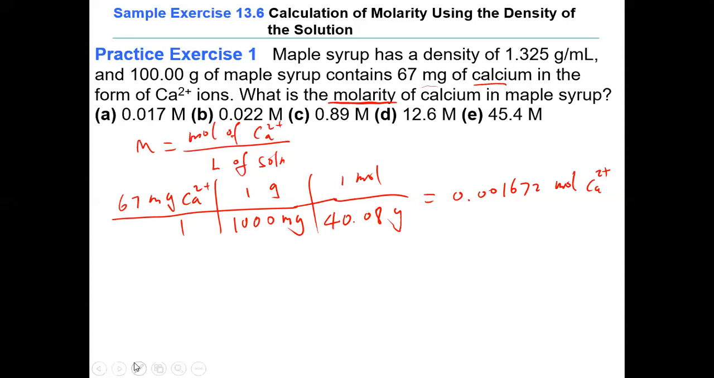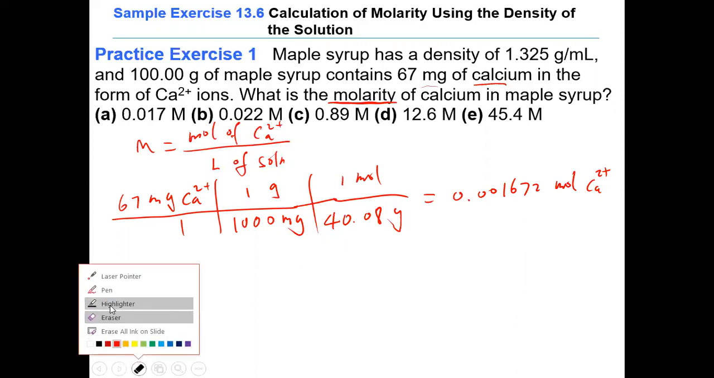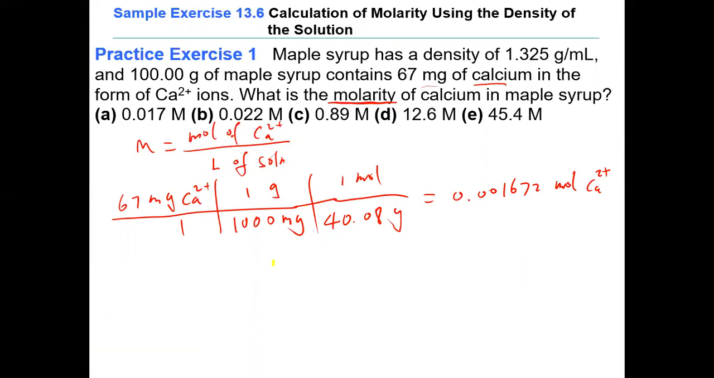Okay, so let me see, are there any questions? So where did this 40.08 come from? The molar mass of calcium? Yeah, precisely. So that's from the periodic table.